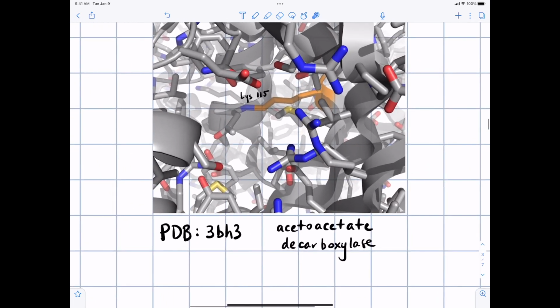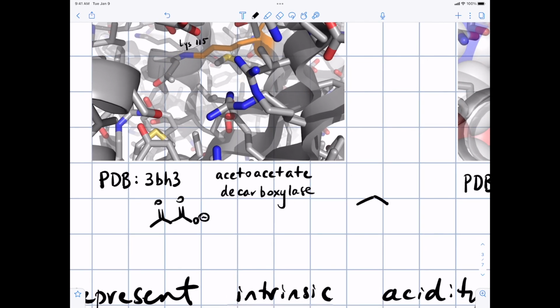Here is a crystal structure of acetoacetate decarboxylase. Here is the relevant lysine. It's currently involved in what looks like an imine bond with acetoacetate, this beta ketone. This looks like it's actually an inhibitor rather than the actual molecule, but the mechanism involves forming an imine with this carbonyl oxygen. And that's what you're seeing here.